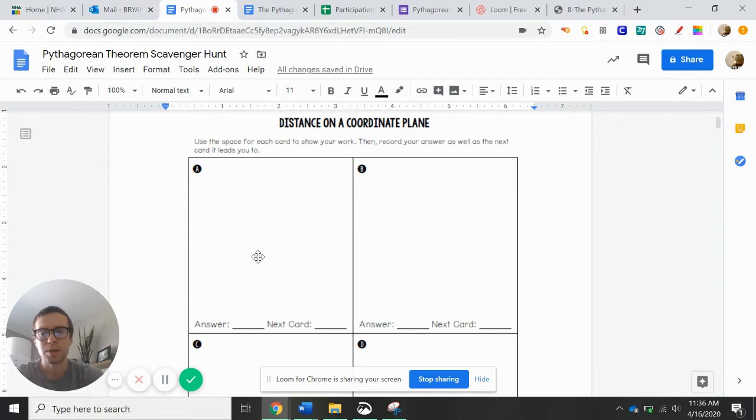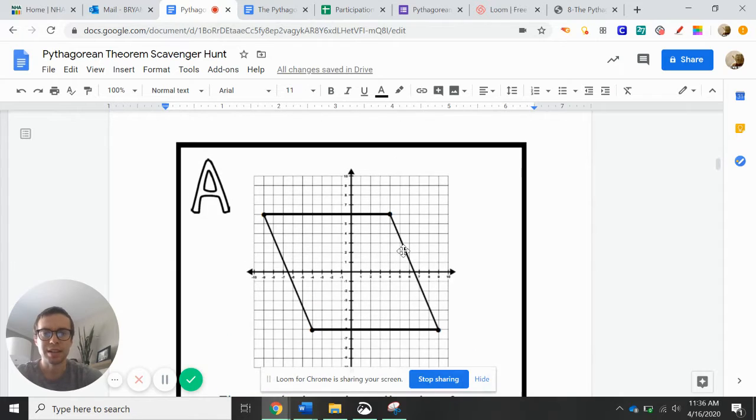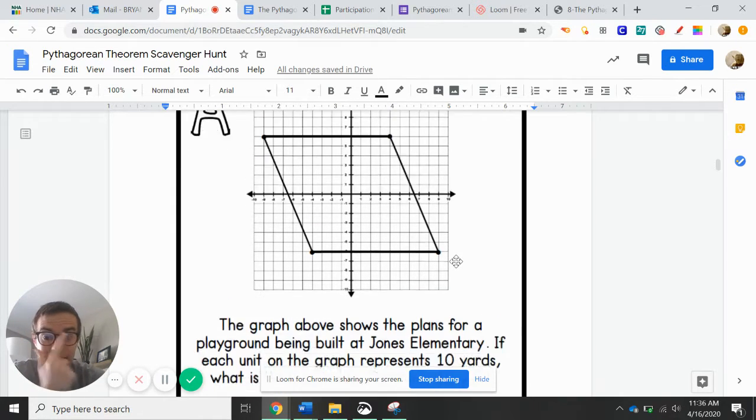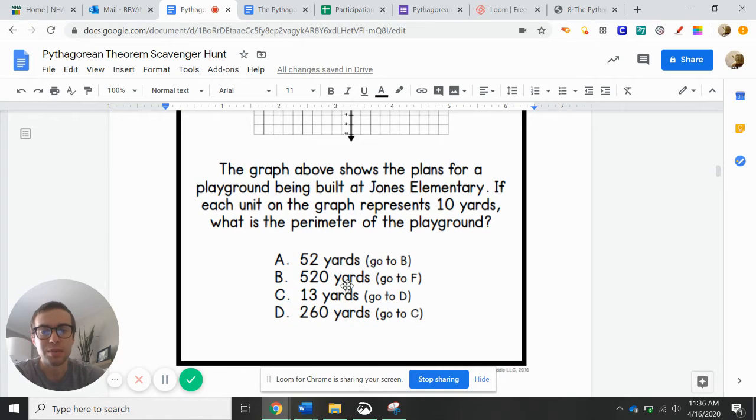You can do your work on a separate sheet of paper, but you would then scroll down and say, okay, card A. This is the card that I start on. So you would read this card, and it says the graph above shows the plans for a playground being built at Jones Elementary. If each unit on the graph is 10 yards, and that's important, what is the perimeter of the playground? So this is one of your answers, right? And again, it's key that it is 10 yards.